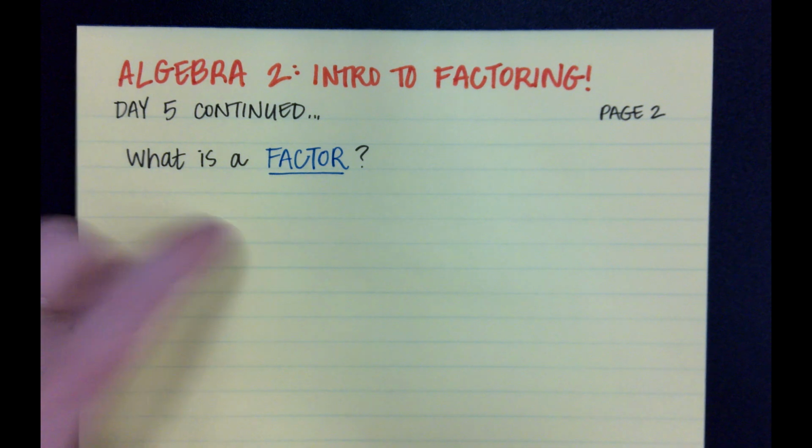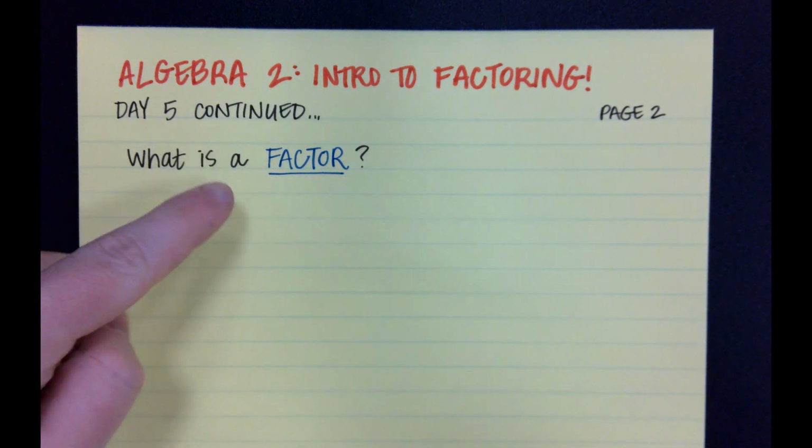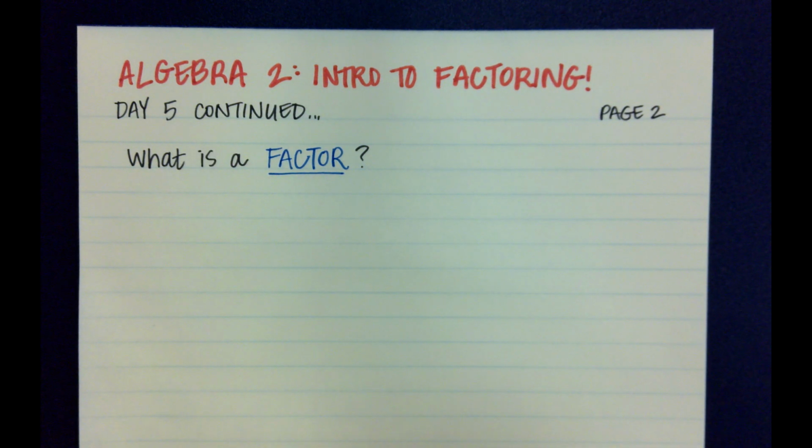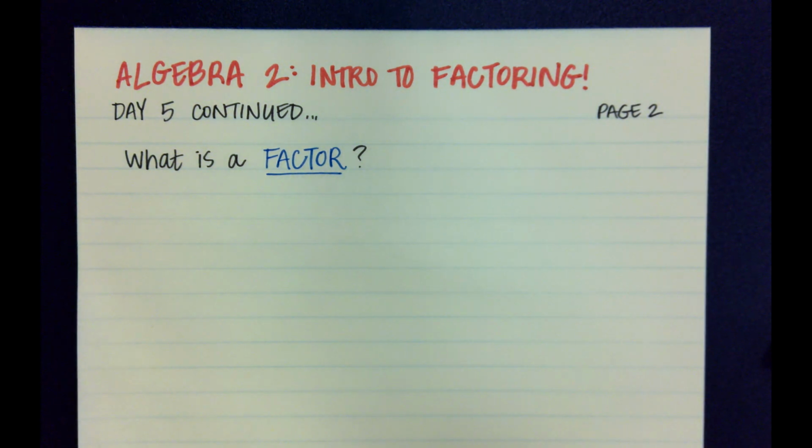And first, before we get into the process, I want to make sure we understand every little bitty baby step of the way what a factor is. What is a factor? Does anybody know what a factor is? It is a number. You're on the right track. It could be with a variable. Could be with an exponent. It could be a binomial.